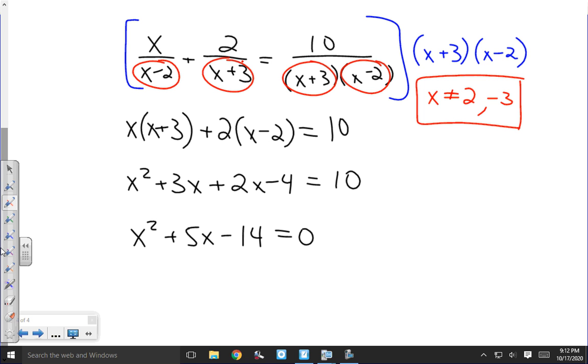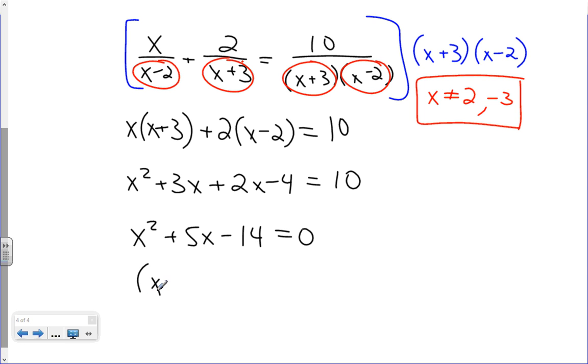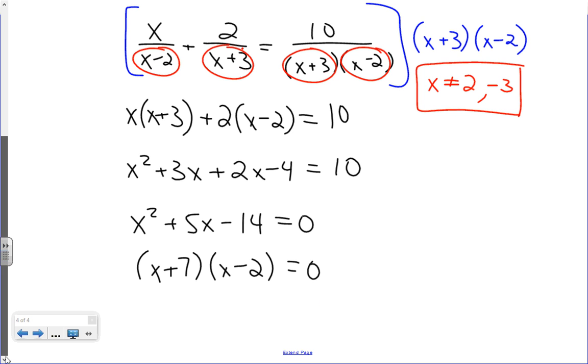All right, so what does this simplify to? I need two numbers whose product is negative 14 and sum is 5. That sounds like a 7 and a 2, a positive 7 and a minus 2, right? x plus 7 times x minus 2 sounds like that would give us our solutions. And we end up with x is equal to negative 7 or 2.